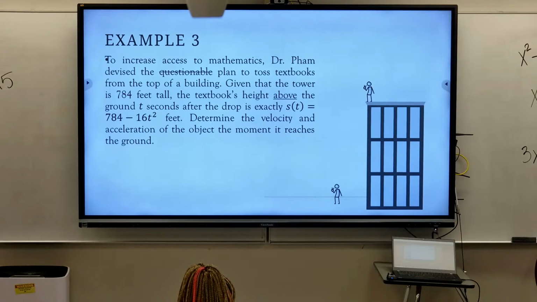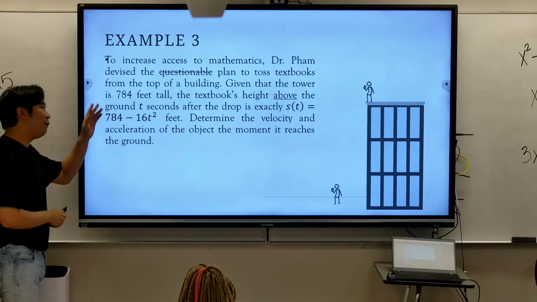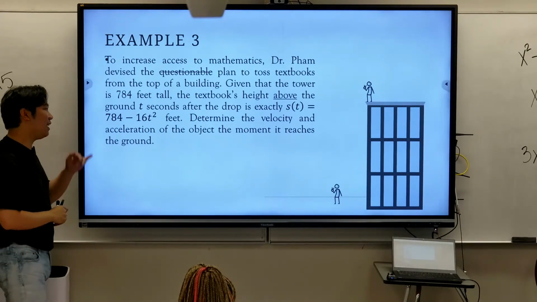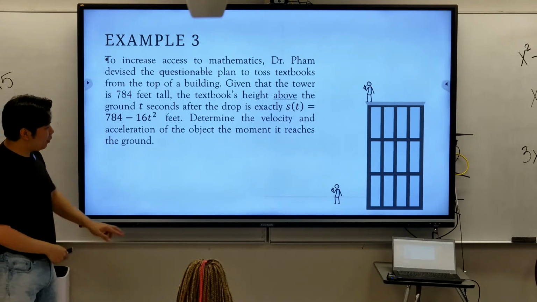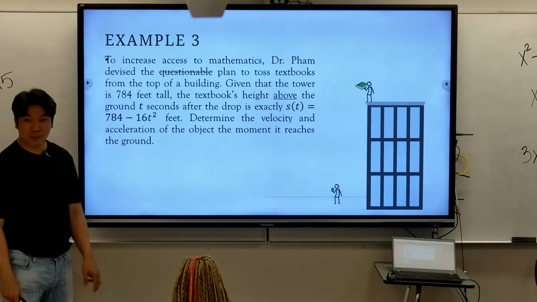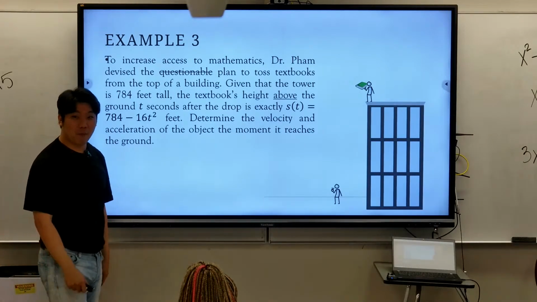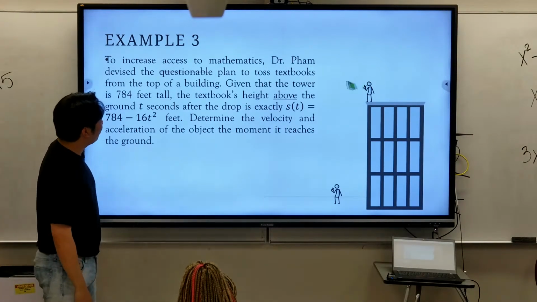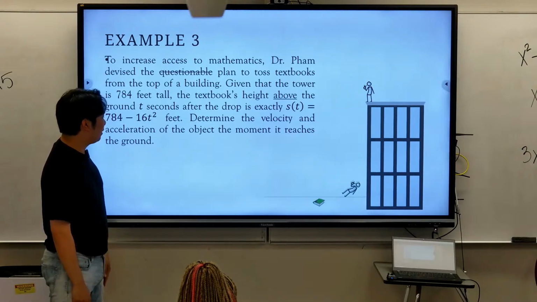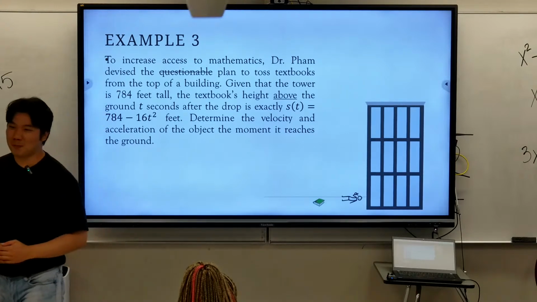And let's say that this tower is 784 feet tall, and the position is found by this function, 784 minus 16t squared feet. We're going to talk about how do I get the velocity, how do I get the acceleration, and for my little animation, here's my textbook. And what happens whenever you throw a textbook at people from the top of a building? And then you run off.